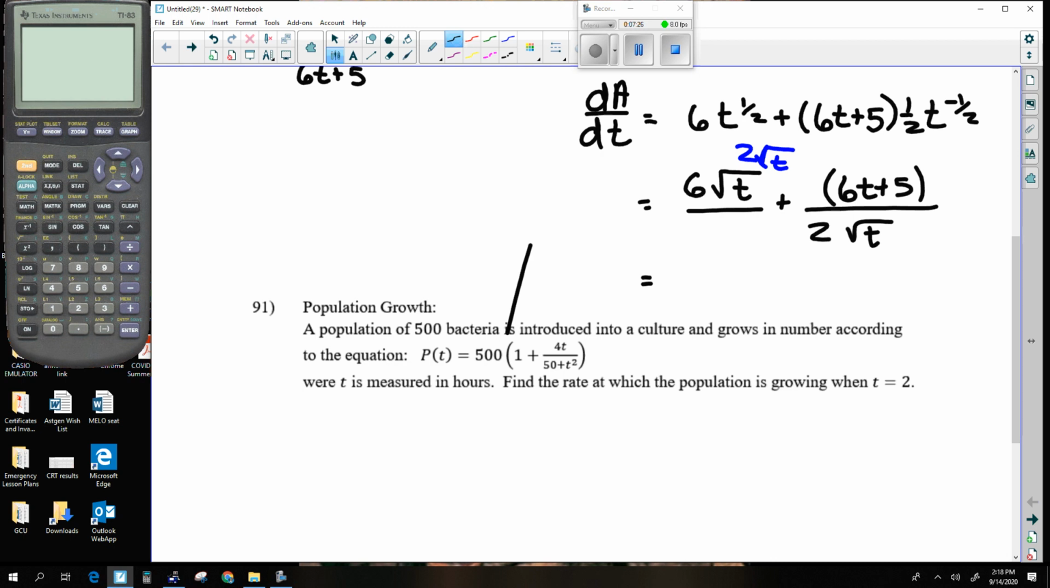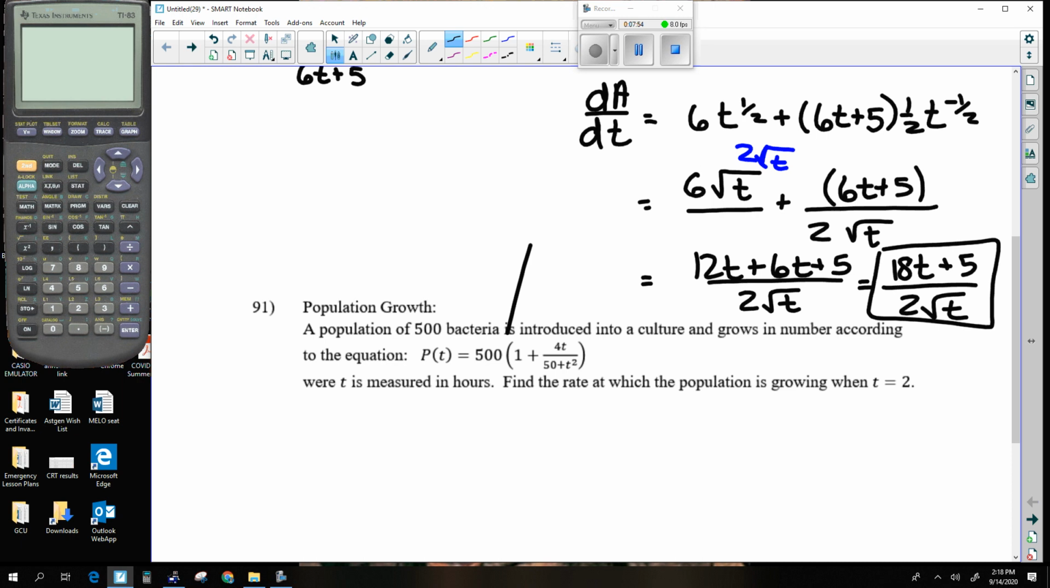And so this is going to be what, 12t plus 6t plus 5 over 2 square root t, which is equal to 18t plus 5 over 2 square root t. That's the change in area with the change in time.